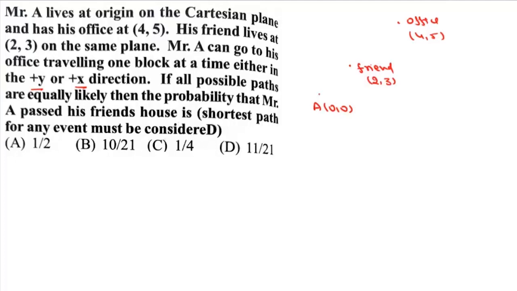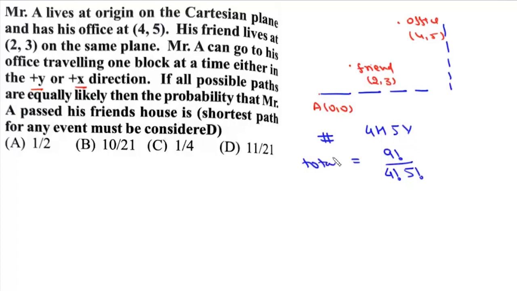Now first we need to find the total number of ways in which this man A can reach his office. In order to reach his office, he must travel 4 blocks in the x direction and 5 blocks in the y direction. So the total number of ways will be the total arrangements of 4 horizontal and 5 vertical blocks, and it is given by factorial 9, where 4 horizontal are the same and 5 vertical are the same, so it will be factorial 9 divided by factorial 4 factorial 5. So this is your total number of ways of reaching the office.